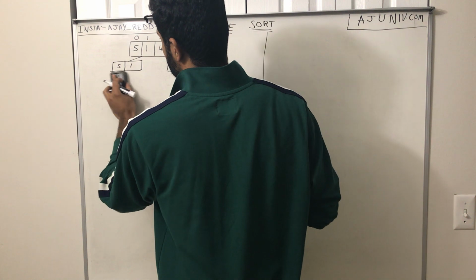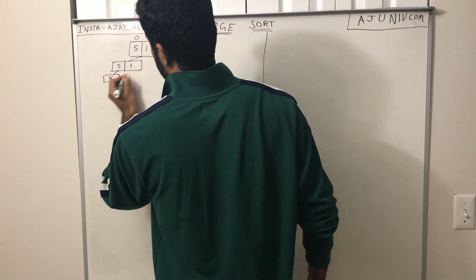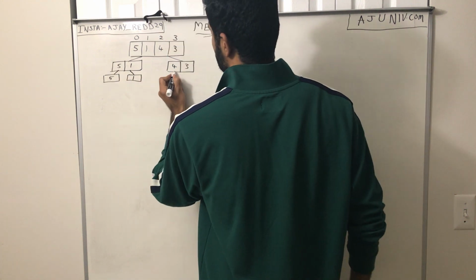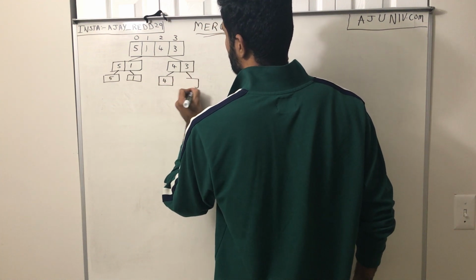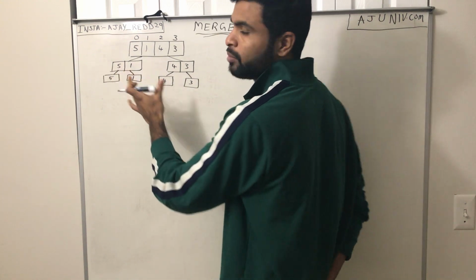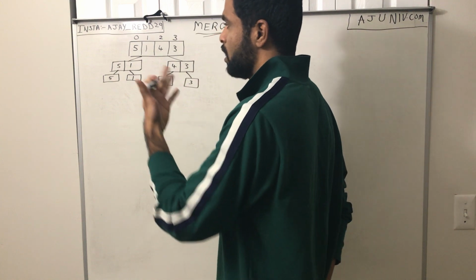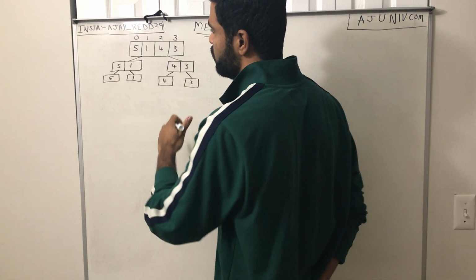So that will give 5 and 1, and this will give 4 and 3. So we have to split them into subarrays till we get the array length of 1. Here, if you see, we have array length of 1 in the last level.